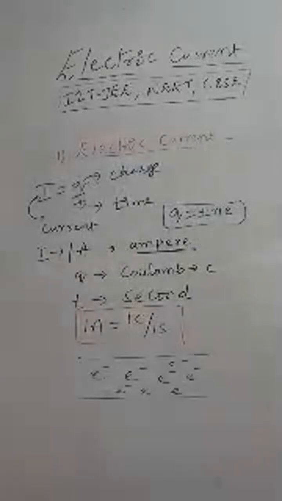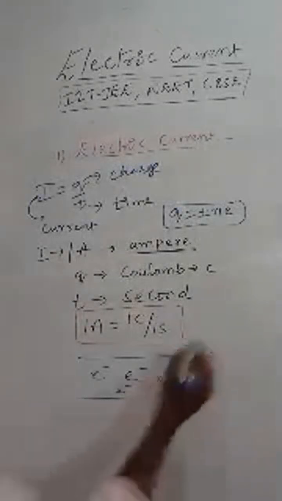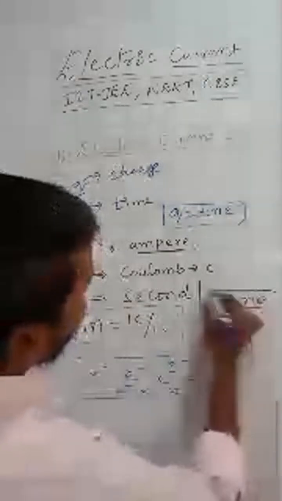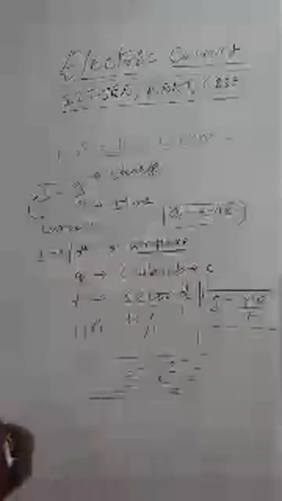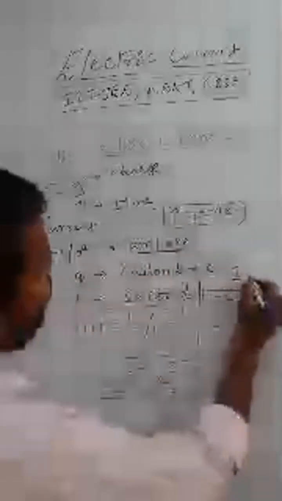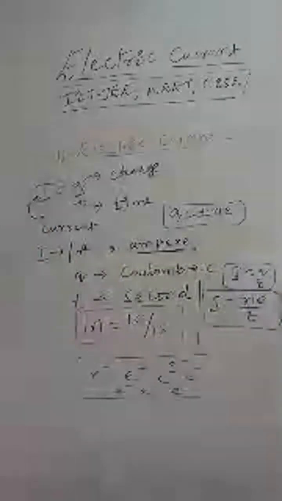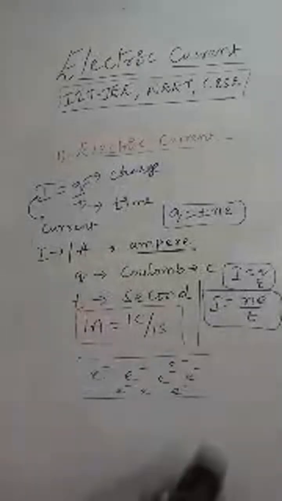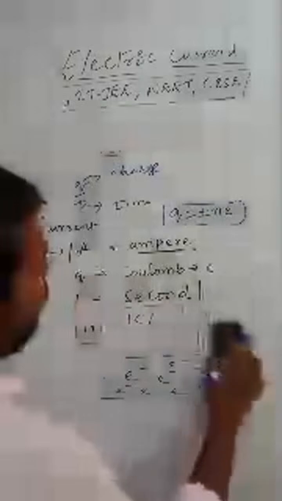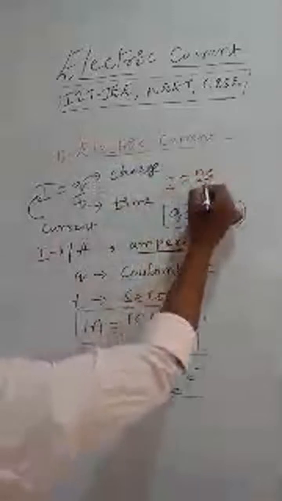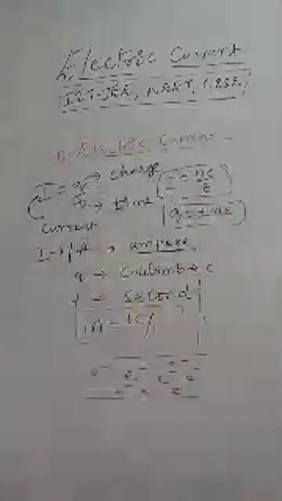That's enough. So then what will become the formula? I equal to Ne by T. So I equal to Q by T, right? Instead of Q, we are substituting Ne. You can substitute this value, and you will get I equal to Ne by T. So clear?